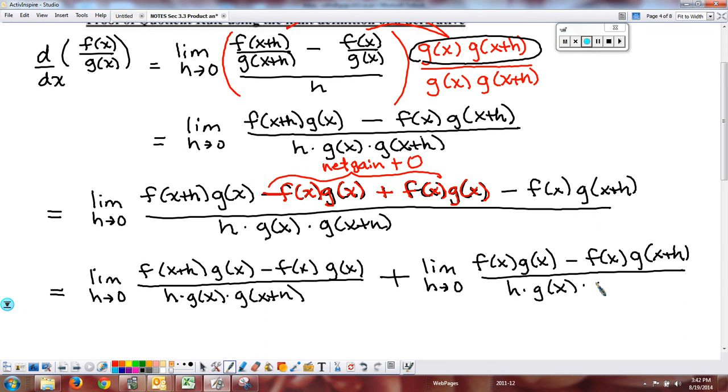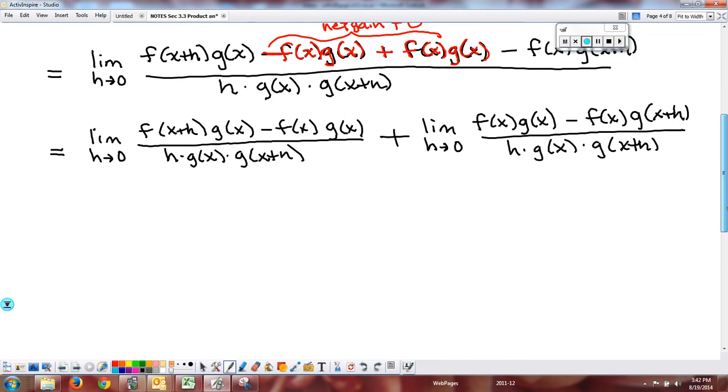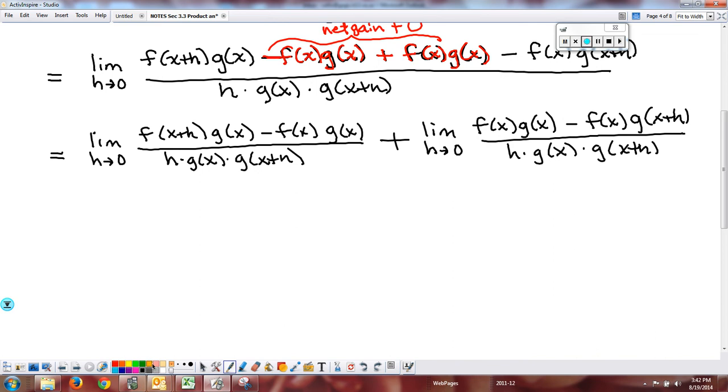Bring it along. Don't get lazy and not write it. All right, and once I get to here, I'm going to do the same factoring that we did before. This one has a common term of g of x. And the nice thing about this is notice that when I factor it out, it actually is going to cancel with something that's in the bottom.